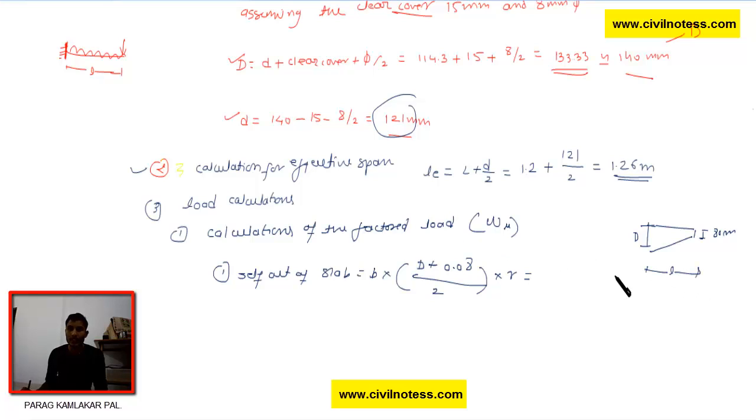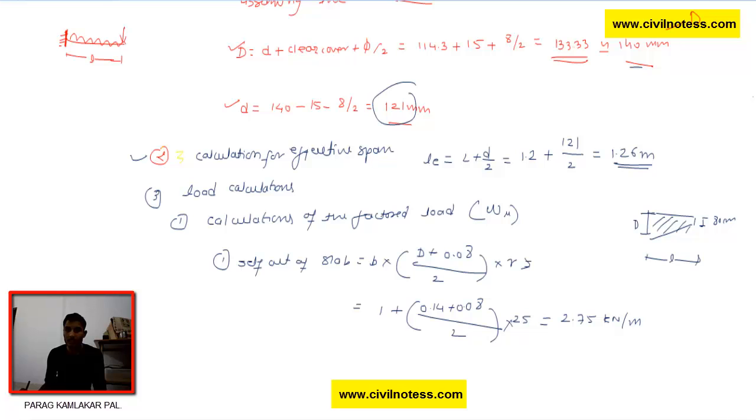If you want to determine the self weight of this slab, we have to take B D into gamma. So I just take all the values over there. The calculation is such that I take b as 1, and depth d, we know, is 0.14, because we take it in meters, so 0.14 plus 0.08, divided by 2, multiplied by gamma. The unit weight for concrete, that means steel plus concrete, is 25, only for concrete it is 24. So we get the value 2.75 kilonewton per meter.